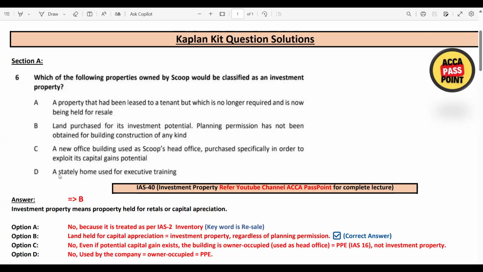Now the last option, option D, a stately home used for executive training. It is also owner occupied, meaning owner use, so it is also not an investment property. These last two options will be treated as per IAS 16 property, plant and equipment. So the answer to question 6 is option B. Option A is IAS 2 inventory. For IAS 40 investment property, refer to the YouTube channel ACCA PassPoint for complete lectures. Answer is B. Investment property means property held for rentals or capital appreciation.